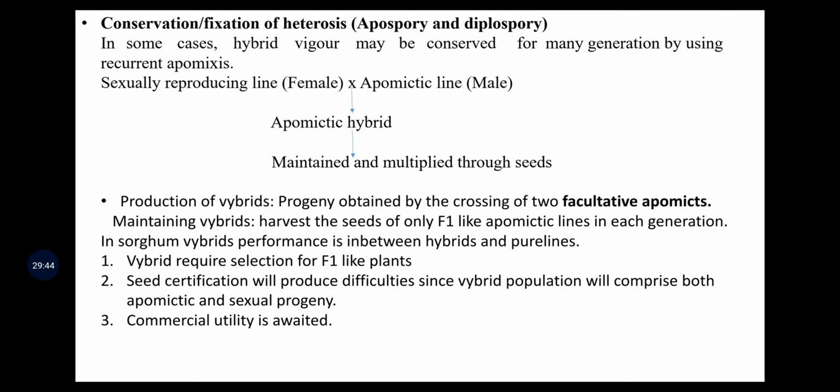Coming to maintaining the vibrates, how are the vibrates maintained? Harvest the seeds of only F1-like apomictic lines in each generation. In sorghum, the vibrate performance is in between hybrids and pure lines. Remember, vibrate performance is in between hybrids and pure lines. This was observed in sorghum. How to maintain these pure lines? Vibrates require selection of F1 type plants. Then seed certification will produce difficulties since the vibrate population will comprise both apomictic and sexual progeny. Then commercial utilization is still under question.